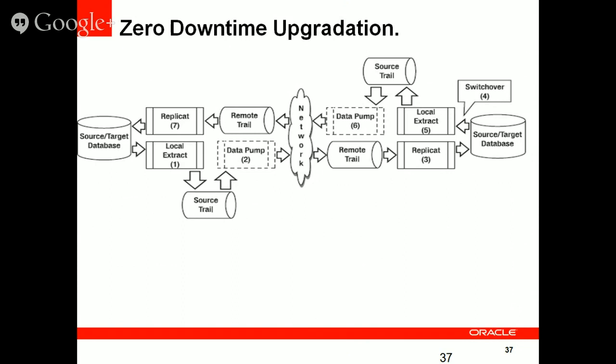Now the target database is going to act as a source database, and the changes will be captured in the source trail, and through the data pump process you can transfer the changes to the remote trail, which is present at the primary site, which will be considered as the target site here for this bidirectional transfer, and replicate is going to apply the changes to the target site.